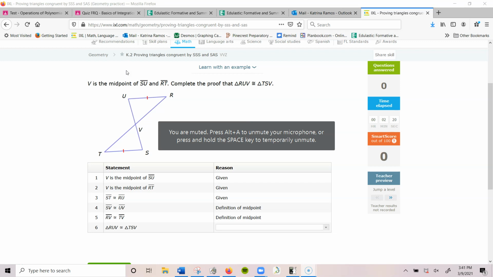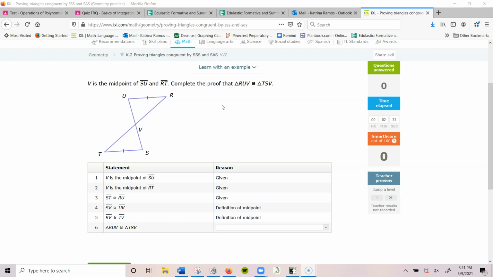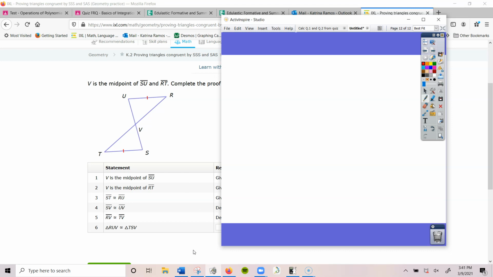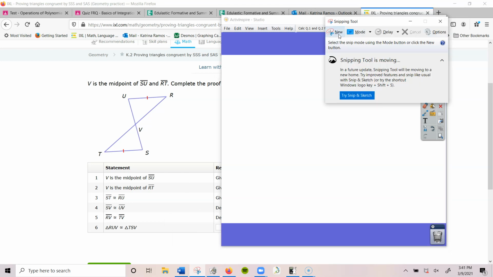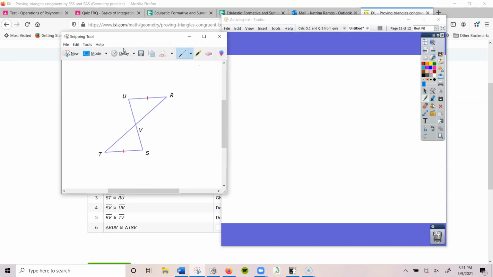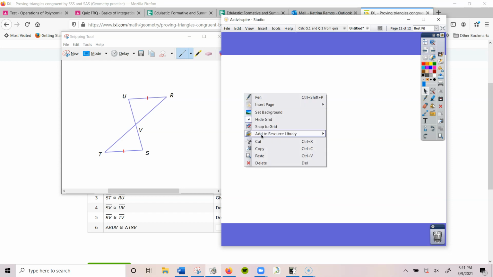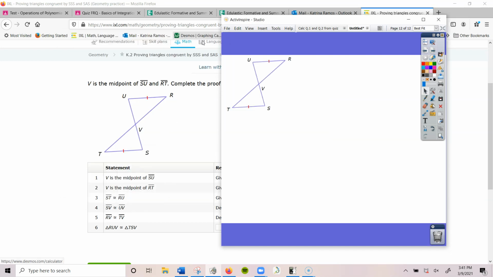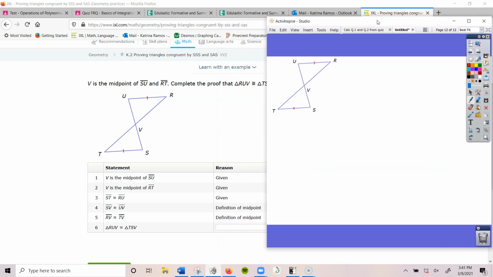ignore that. This is K2, proving triangles are congruent by SSS and SAS. So I'm going to be switching back and forth from the IXL to my drawing board here, just so that you can see how we could use our diagram to mark it up. So what I would probably end up doing is copying down the diagram and marking it up according to what it says in the proof.